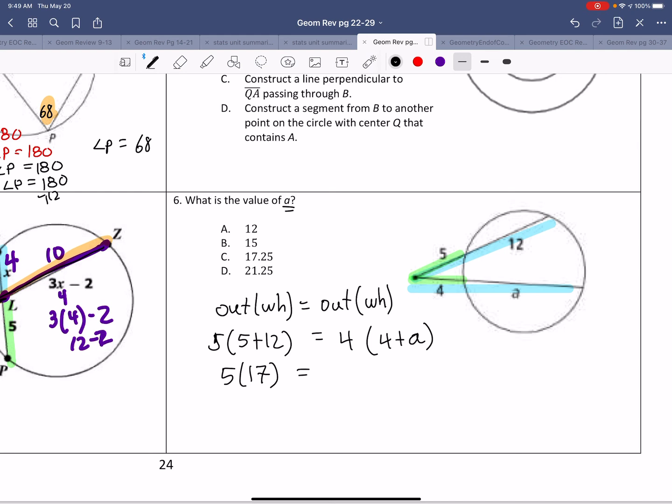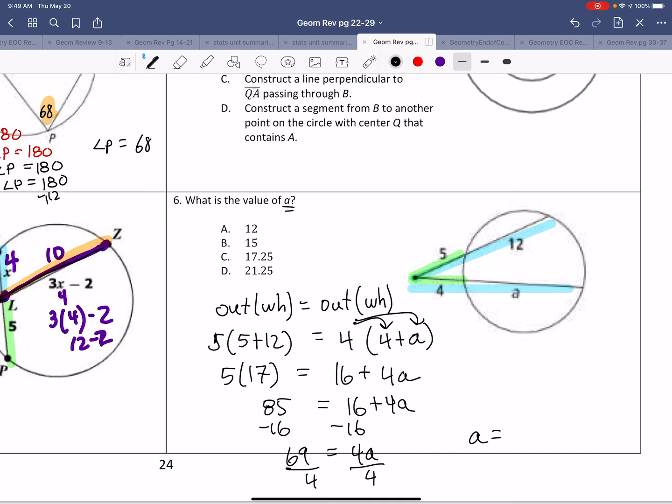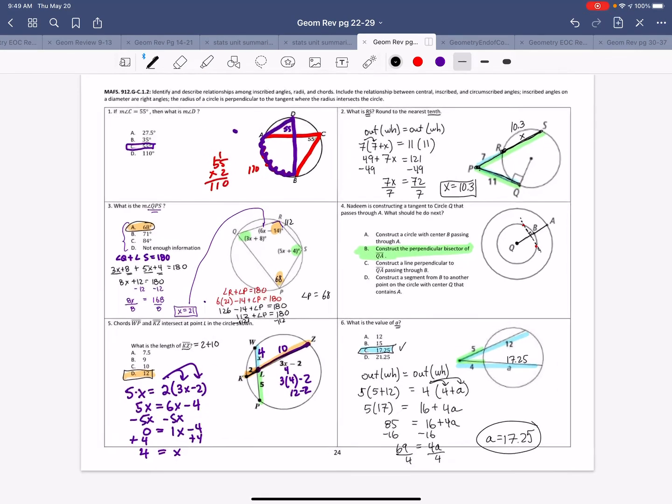5 times 17, 16 plus 4a. When we divide by 4, we get, cool, okay. And that's one of our choices. And so the last step, we're going to just plug that in and see if that makes sense. So I'm looking for a number probably bigger than 12, and I got it. Well done, guys.